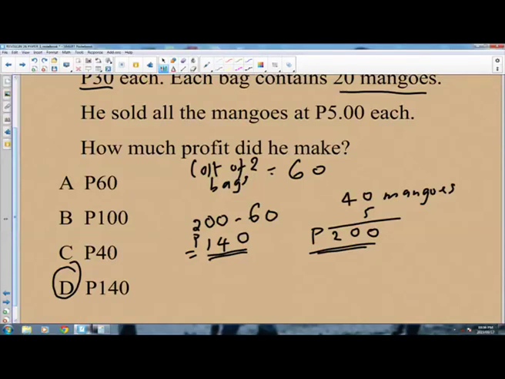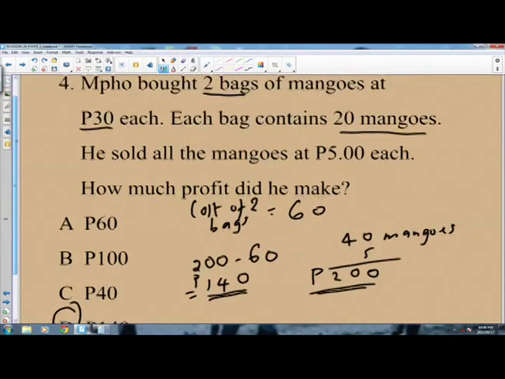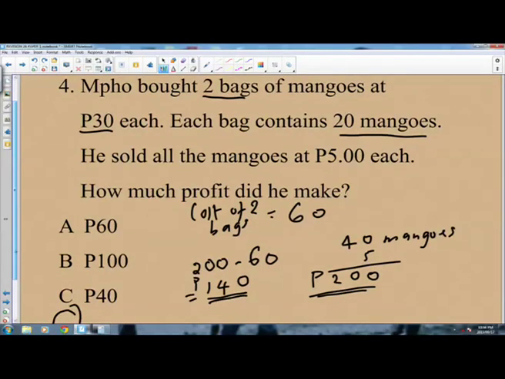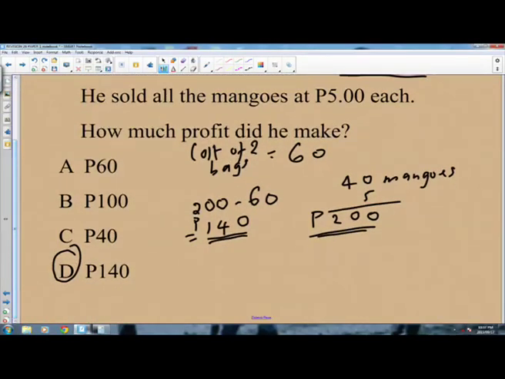You must be careful with this question, because you need to make sure that you start by finding the total amount of the 2 bags. In this case it is 60, and then after that each bag contains 20 mangoes. So to find the total of the mangoes is 20 times 2, because we got 2 bags, and this will give 40. Then multiply 40 by 5, giving 200 pula. Then subtract 60, which gives the profit. In this case we'll get 140. So the profit is 140. So we'll circle the 140, which is at D.